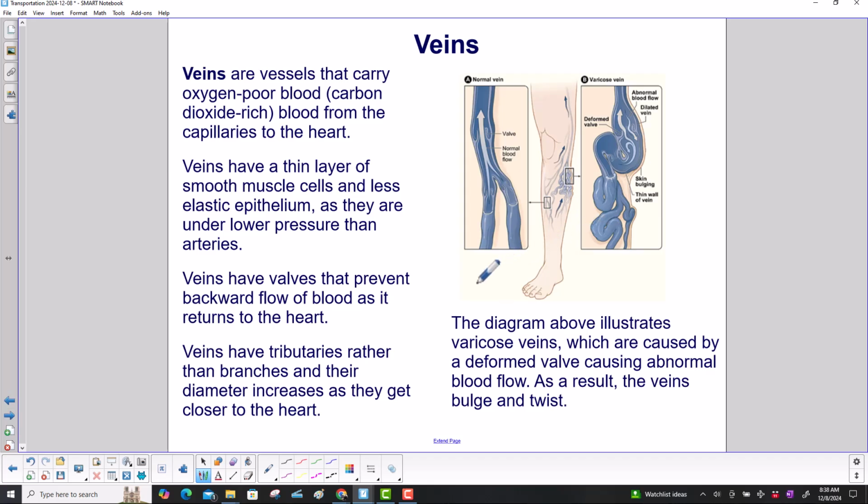The diagram here illustrates varicose veins, which are caused by a deformed valve causing the abnormal blood flow. As a result, the veins, over here, bulge and twist.